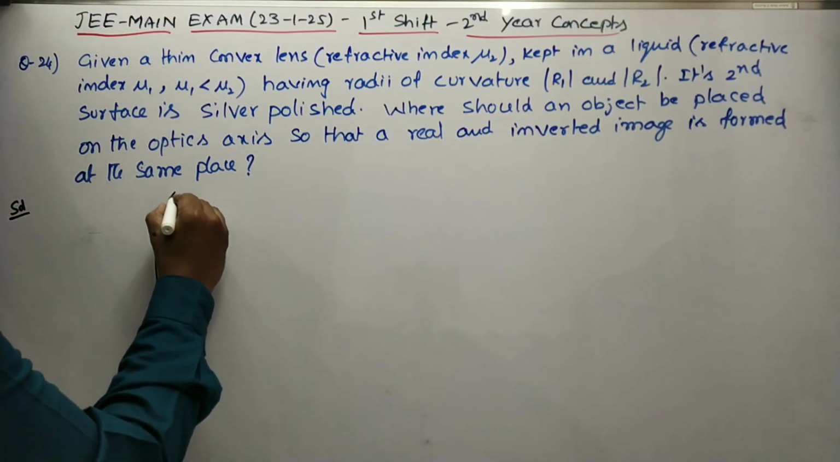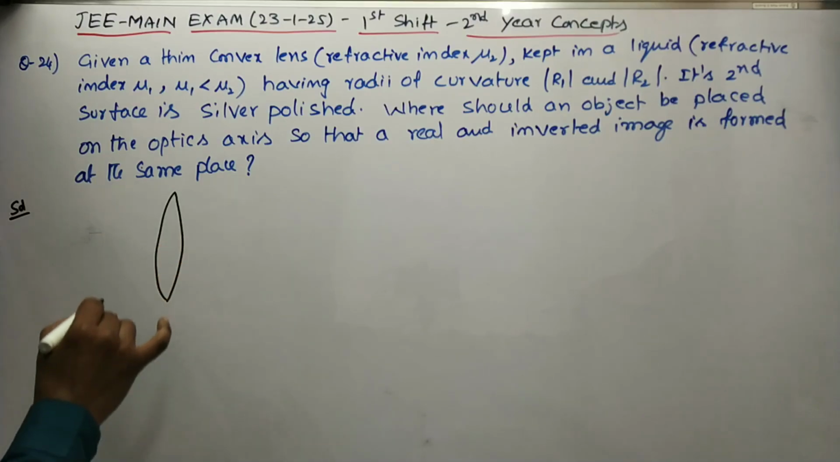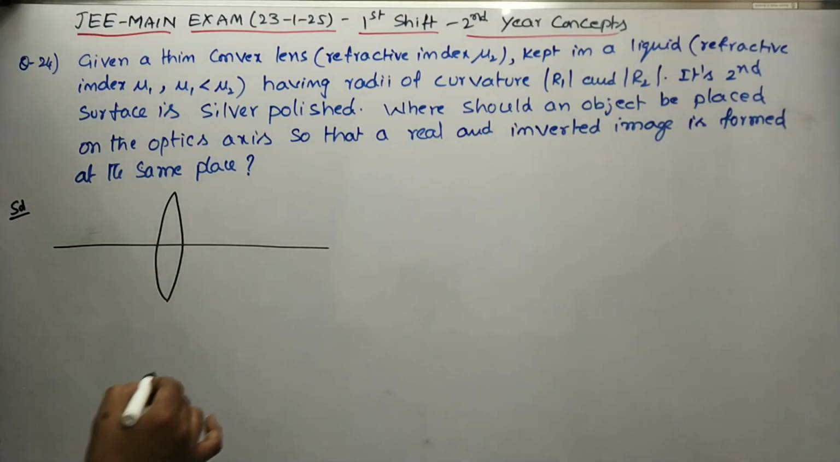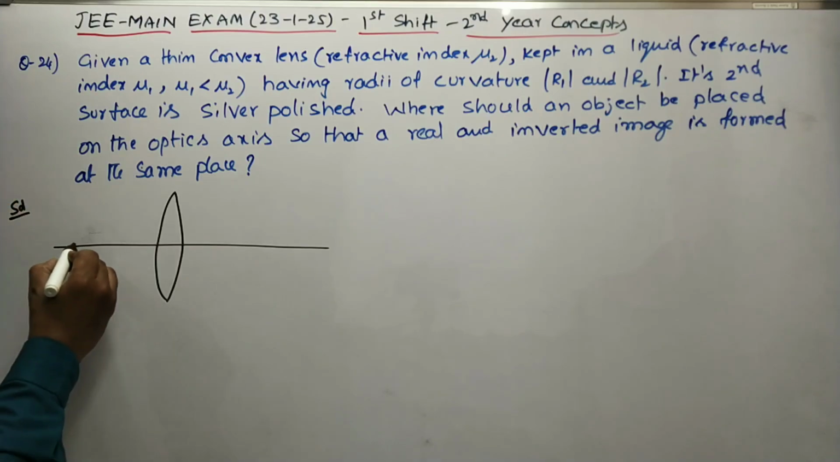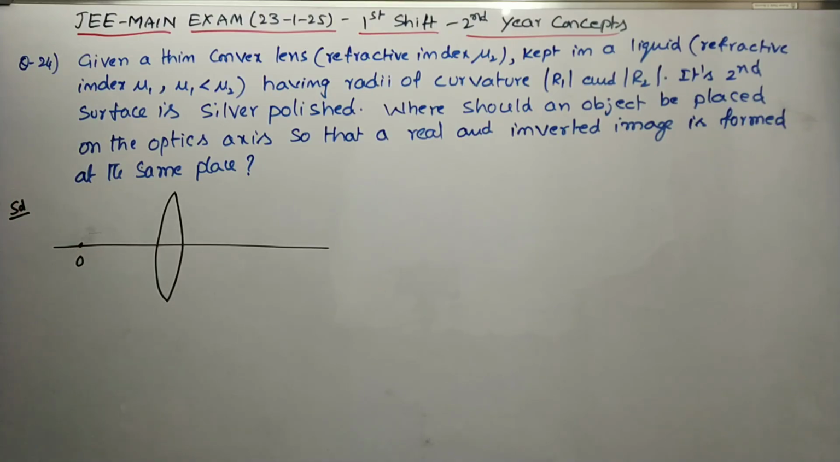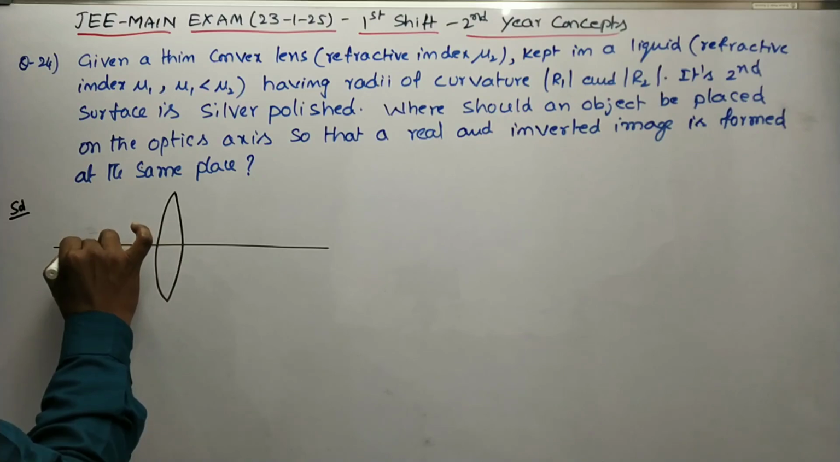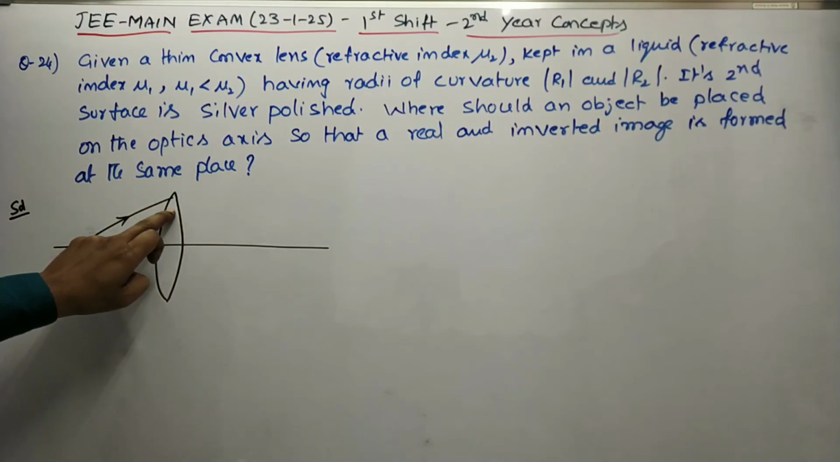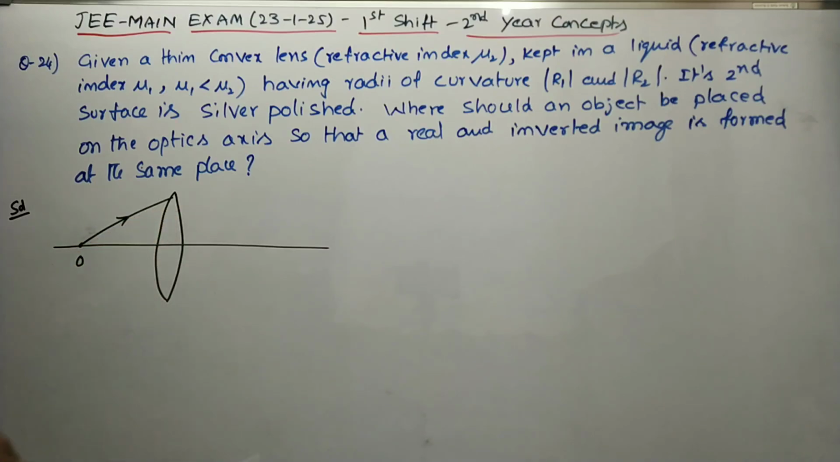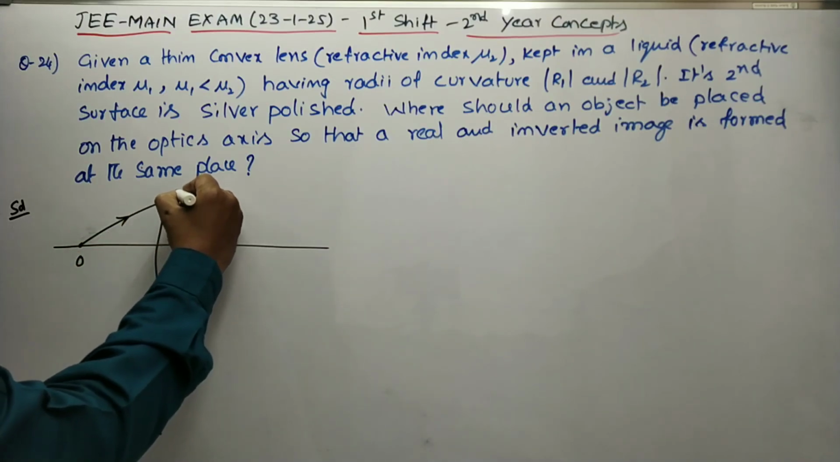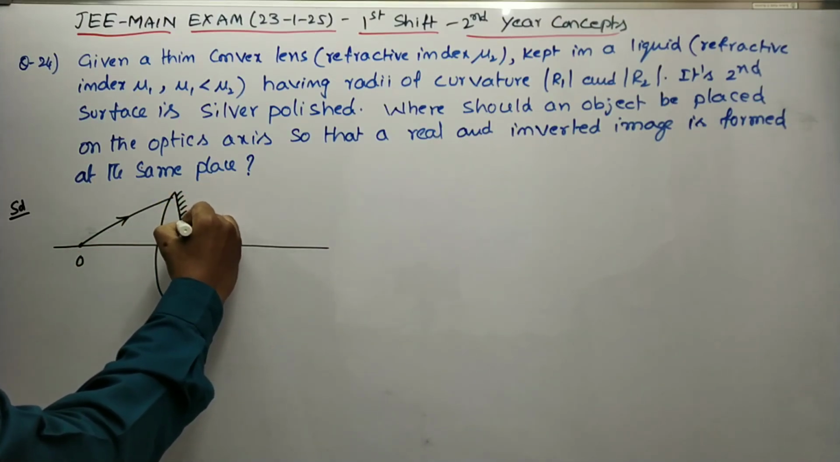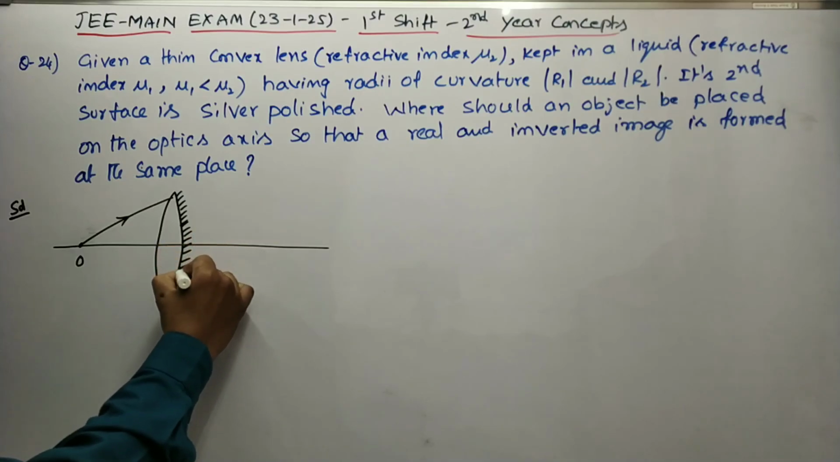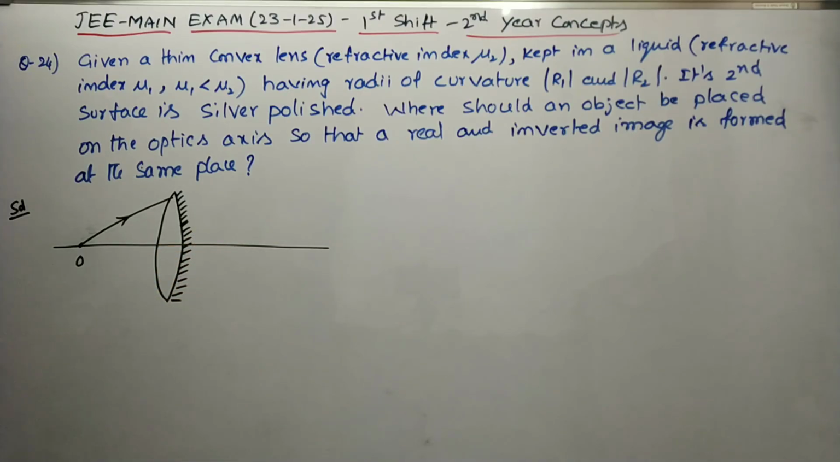This is a thin convex lens. Suppose an object is placed in front of it. A light ray travels from the object and is incident on this thin convex lens, so it is refracted. Moreover, if it is silvered at its second surface, where will the image be formed?